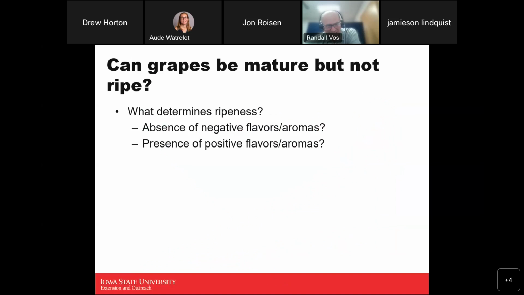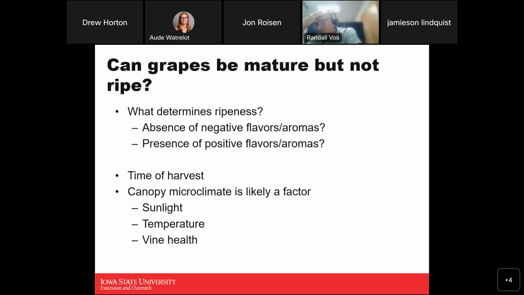So again, can grapes be mature but not ripe? Yes, I do think so. And the factors that I've looked into and have thought about were time of harvest and then canopy microclimate. So, that's an interaction between sunlight, temperature, all those different things.